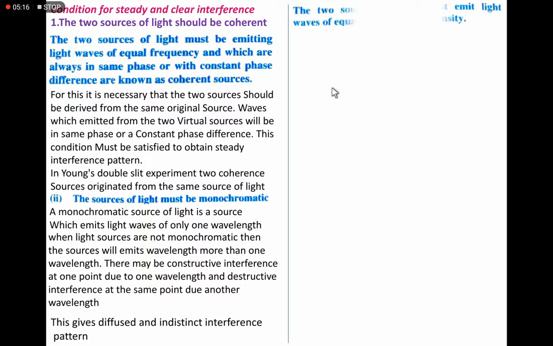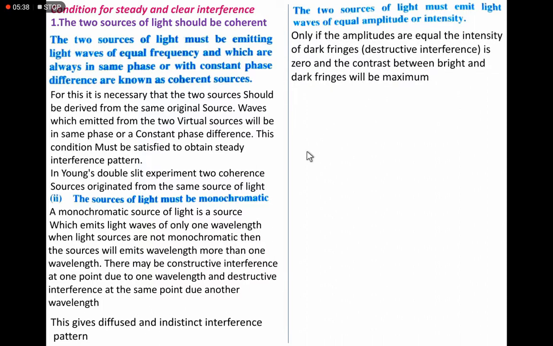Then the third condition: the two sources of light must emit light waves of equal amplitude or intensity. The amplitude of the waves emitted from the two sources must be equal. If the amplitudes are equal, the intensity at dark fringes, at destructive interference, is zero.